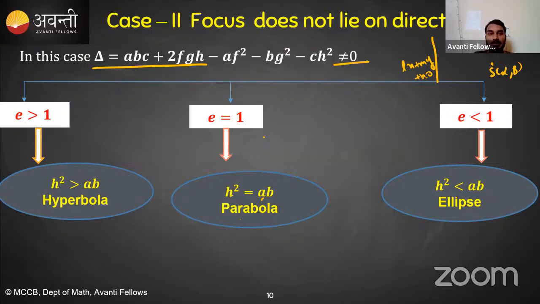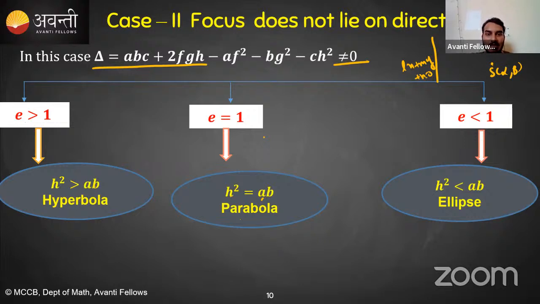So it means first the general equation of degree 2 is given. So first check whether delta is 0 or not. Just looking at the general equation of degree 2, you can calculate delta, which is ABC plus 2FGH minus AF square minus BG square minus CH square.